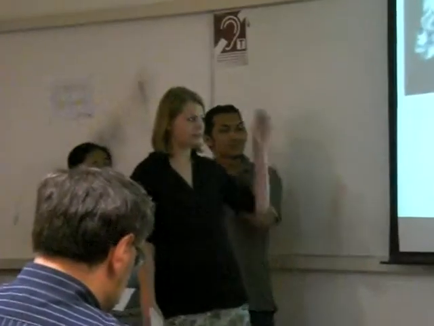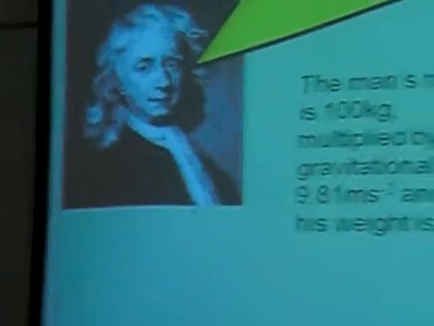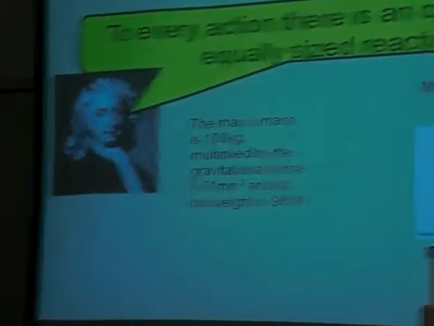If he has a 100 kg mass and gravitational acceleration of 9.81 meters per second squared, his weight is 981 newtons going down on him. The force going up, a reaction force, is the same so that he stays still. Otherwise, he would accelerate downwards into the floor if there was no reaction force coming back up.